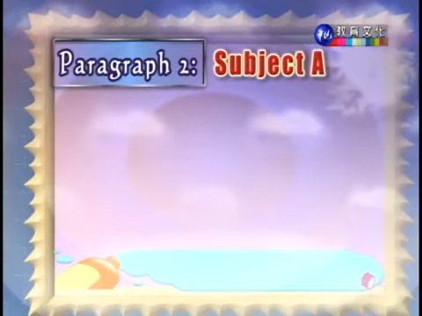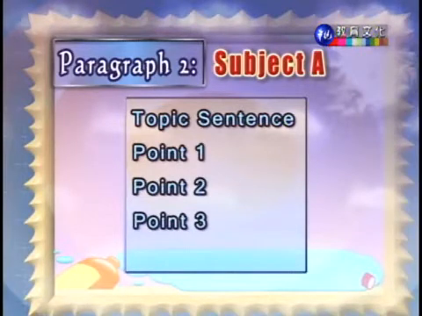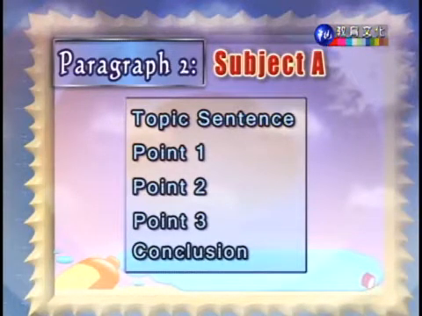Now let's look at your second paragraph. For your second paragraph, write a topic sentence that tells the main idea of the paragraph. Then you should explain each point that you want to make about your subject. And finally, you can finish with a conclusion if you think that it will help make your paragraph more clear.